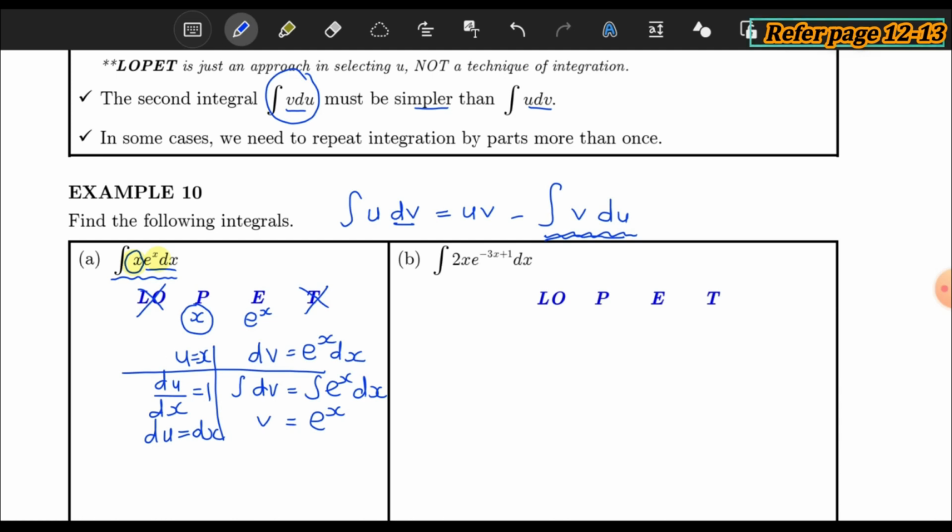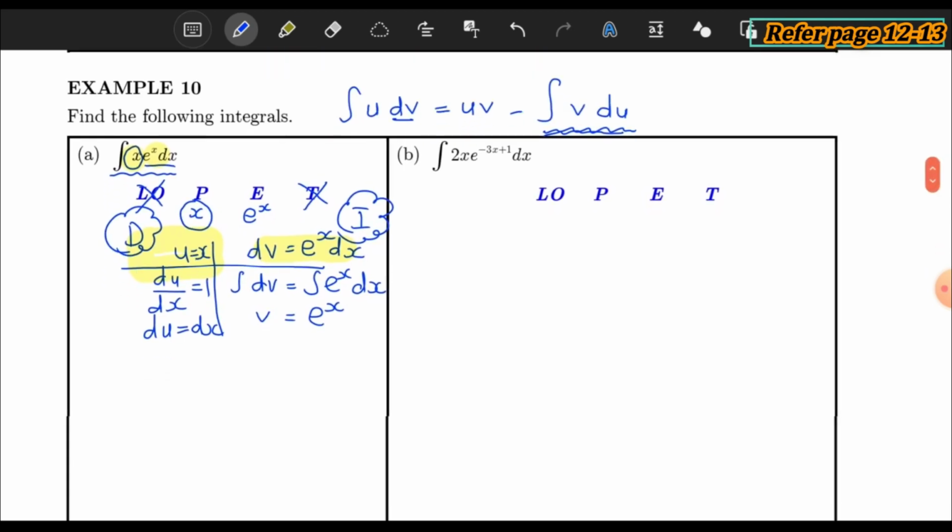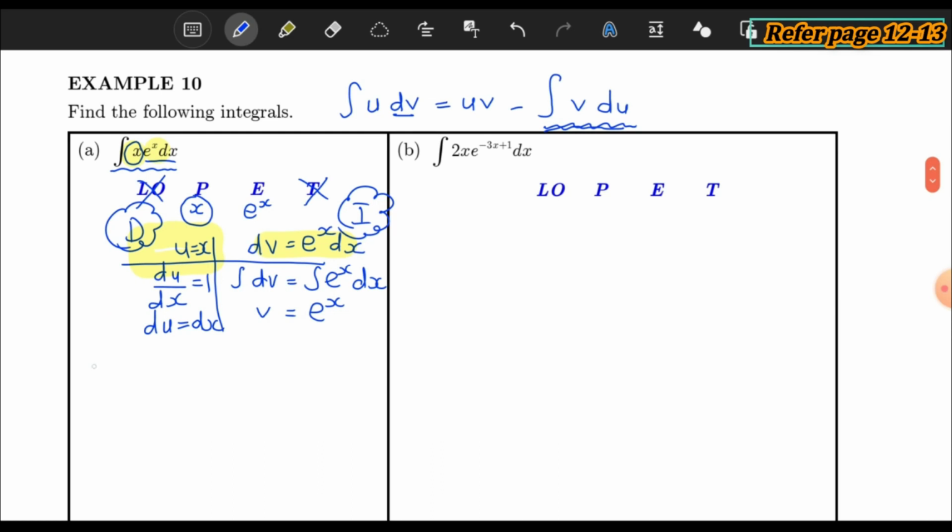Now, if you notice, for the first part here, we need to differentiate. And for the second part, dv, we need to integrate. So, for the by parts method, we need to differentiate u and integrate dv. Now, we apply the formula.